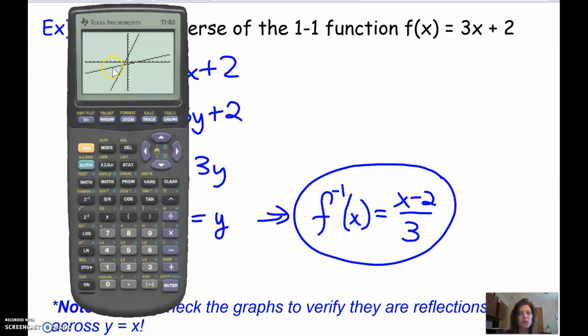But if I imagine drawing a diagonal line through here, I can see that those two would look like they're going to line up with one another. So that gives me confidence that I solved correctly.